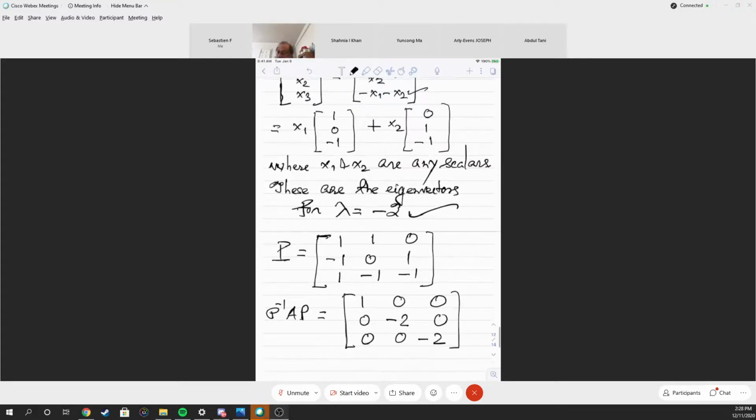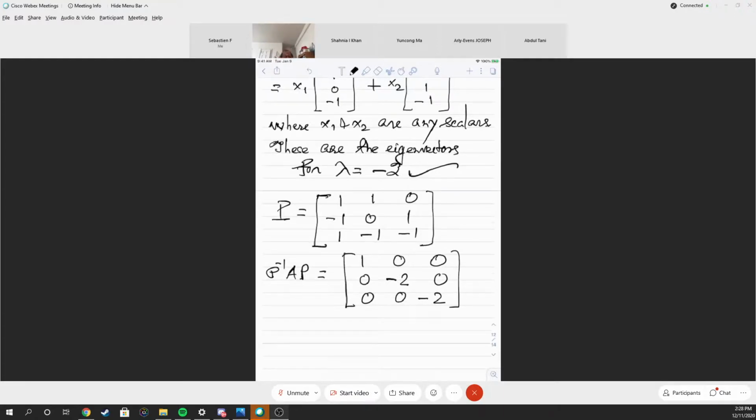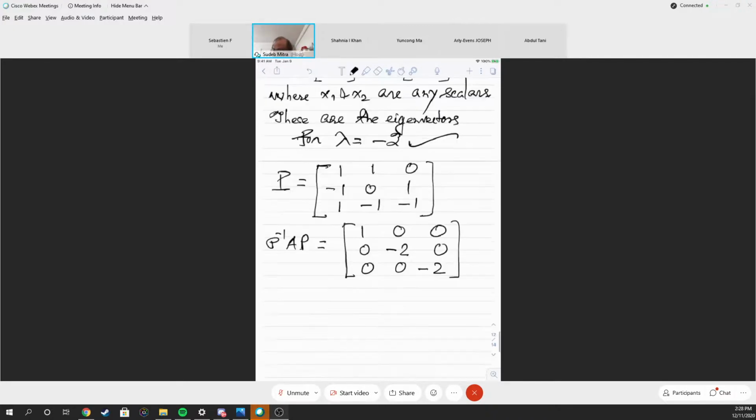Or the diagonal elements will be 1, minus 2, minus 2, but it may repeat, it may be different. It may be something like this, say, the diagonal elements 1, minus 2, minus 2, or minus 2, minus 2, 1, like this. So that was the question that I asked. Very good.